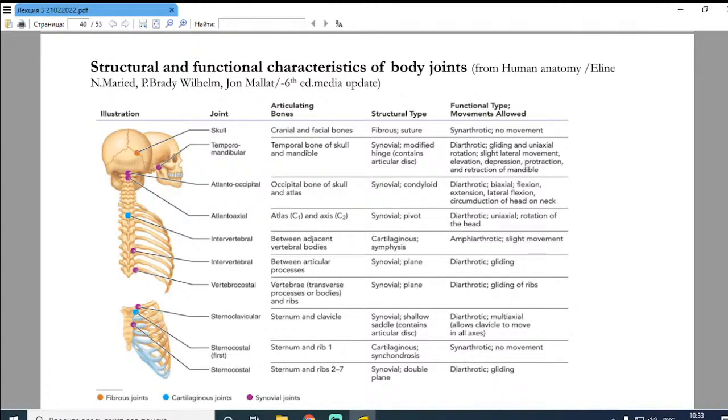Now, for example, the intervertebral joint between adjacent vertebral bodies. Structural type, cartilaginous symphysis. Amphiarthrosis, slight movement. Intervertebral joints between articular processes: synovial plane, diarthrosis, gliding.